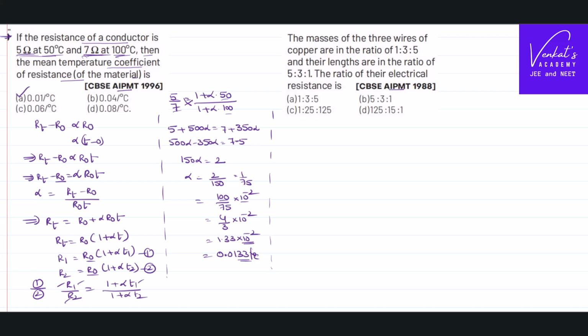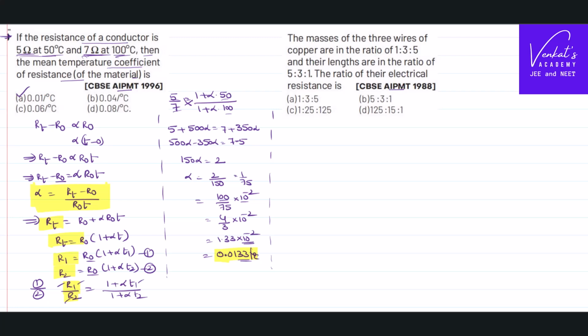That is how we solve the problem by using a basic concept, the temperature coefficient of resistance formula, which is further applied for different temperatures and simplified. That is how we get the answer. That is the first problem. Let us solve the second problem. This is a much simpler problem.